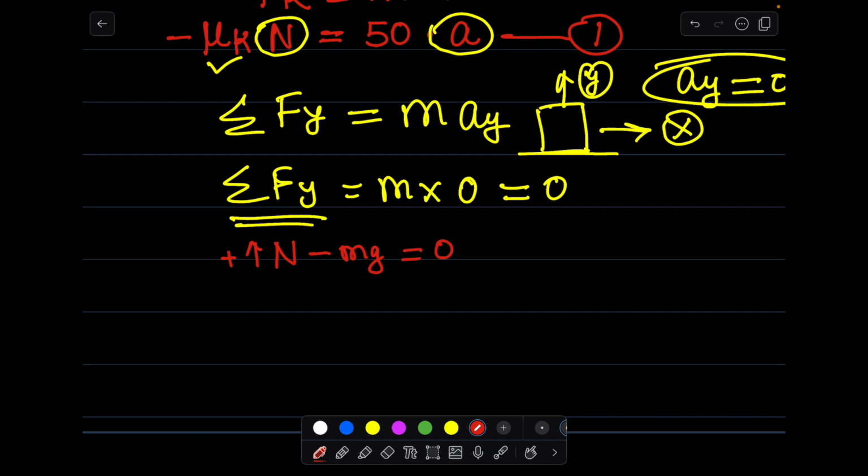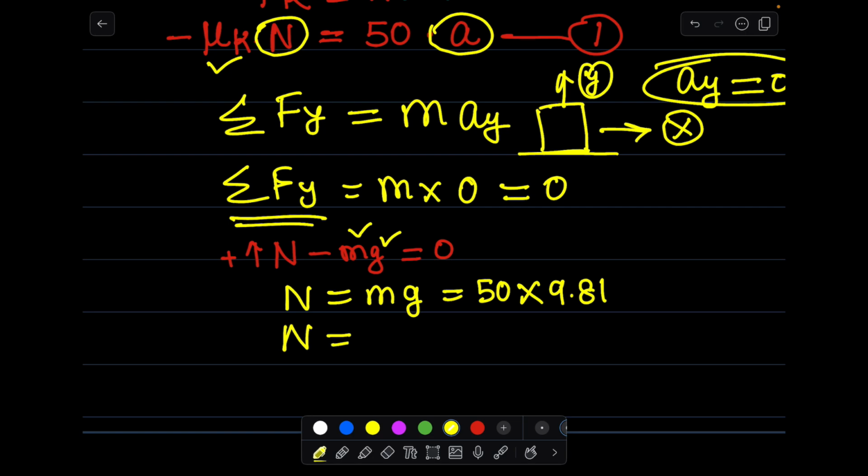Now in this equation, let's find what information is given to us. So m is known, g is known, so we can write n is equal to mg, and m is 50 kilogram and g is 9.81. So we got the value for n.